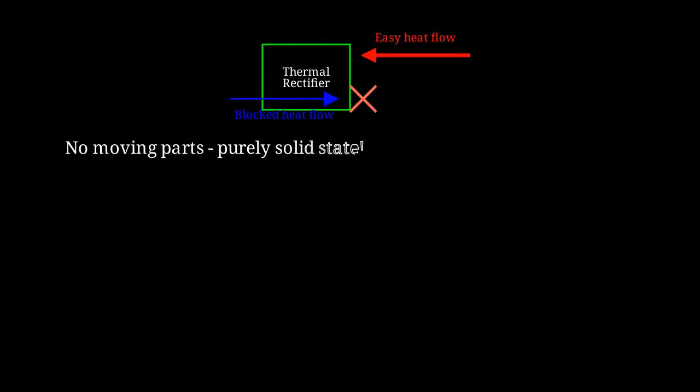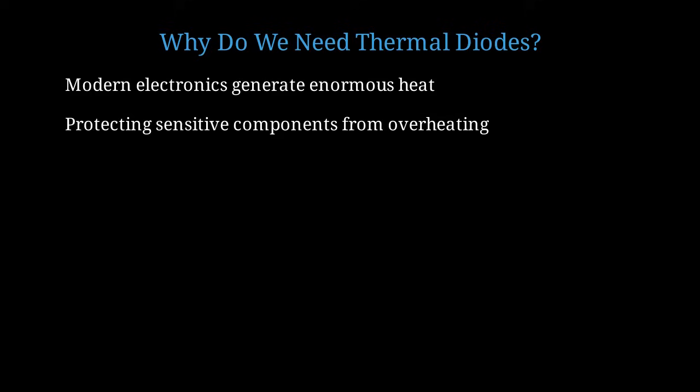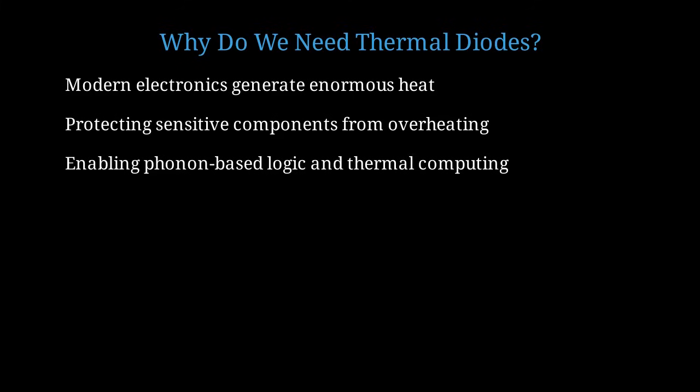The remarkable thing is that these devices have no moving parts. They're completely solid state, relying on nanoscale engineering and quantum effects. Now you might be asking, why do we need devices that control heat flow directionally? Modern electronics, especially at the nanoscale, generate enormous amounts of heat in very small spaces. Managing this heat is critical. We need ways to protect sensitive components from overheating while allowing heat to escape in controlled directions. Beyond just cooling, thermal rectifiers could enable entirely new paradigms, like phonon-based logic circuits and thermal computing.